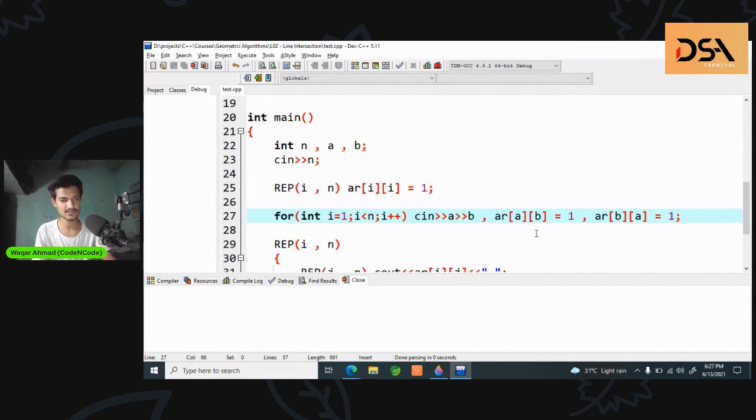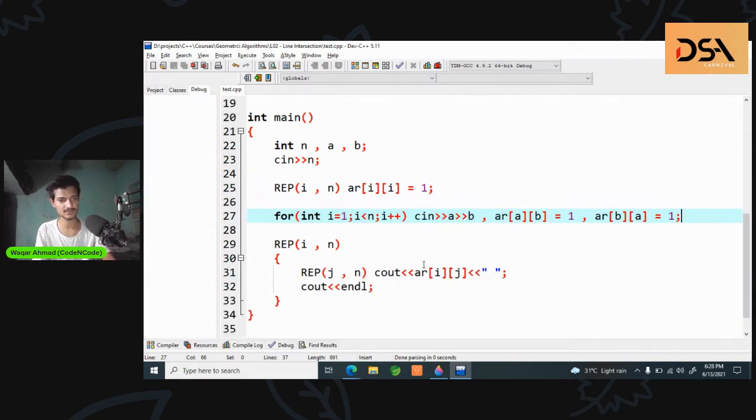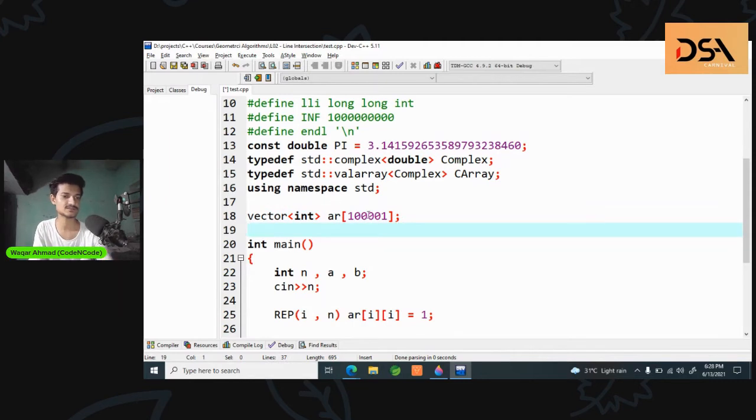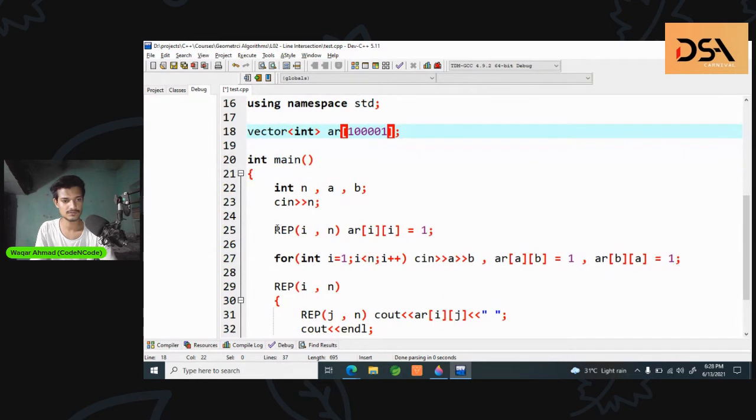In adjacency list representation, instead of a 2D array, we have an array of vector of int. How many nodes can we have? I'm assuming we can have 10 to the power 5 nodes. So basically I have 10 to the power 5 different lists, right?